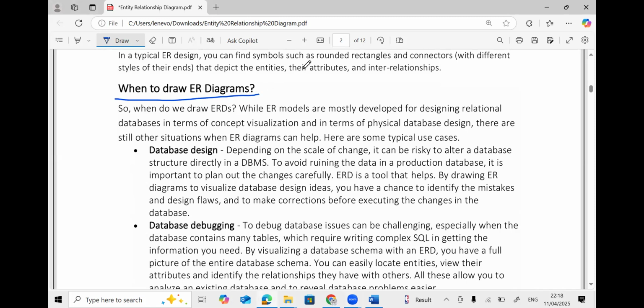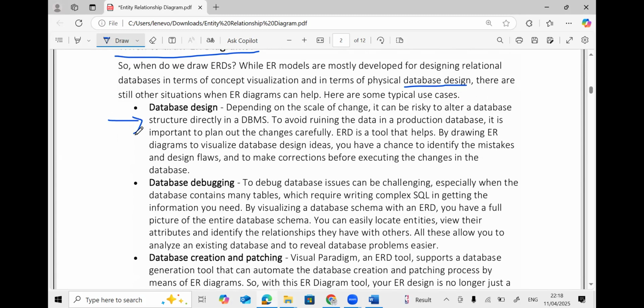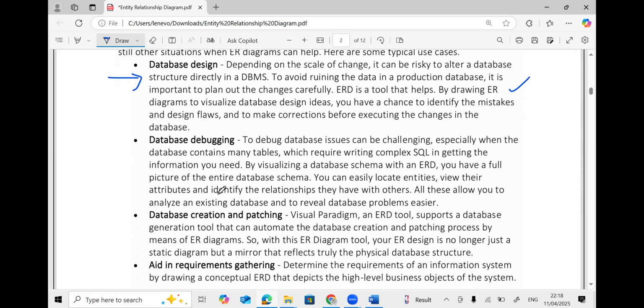Okay, when to draw an ERD diagram. I told you it's part of the database design stage. So when you are designing the database, this is where we have to draw it. So you have a visualization of the entire structure of the database. That is when we draw it, okay?